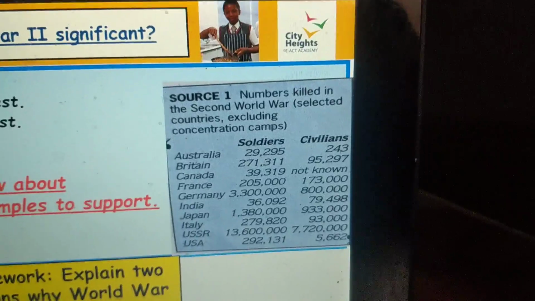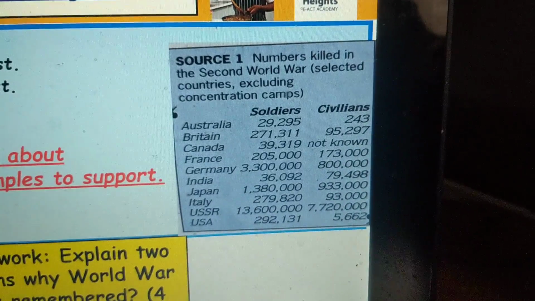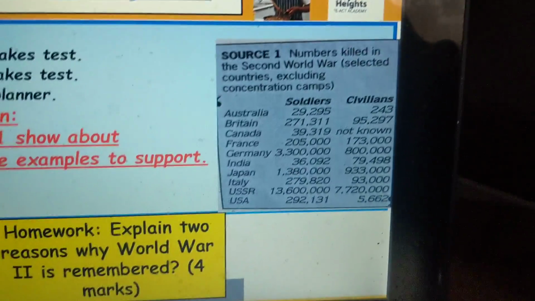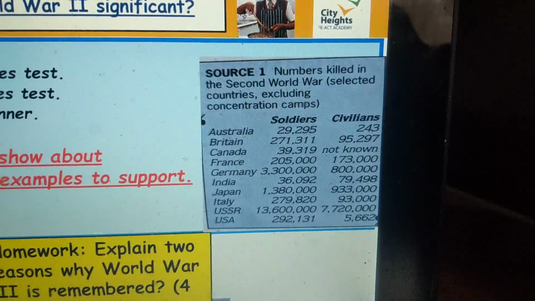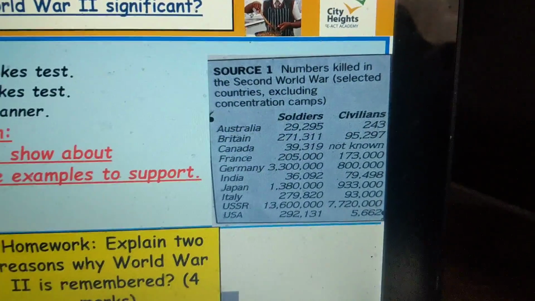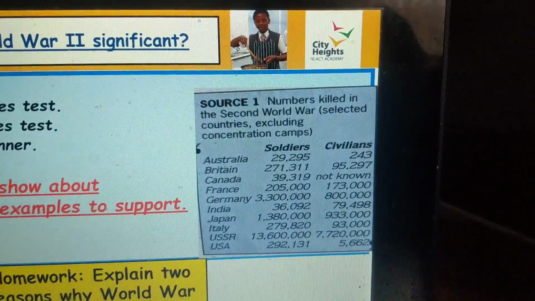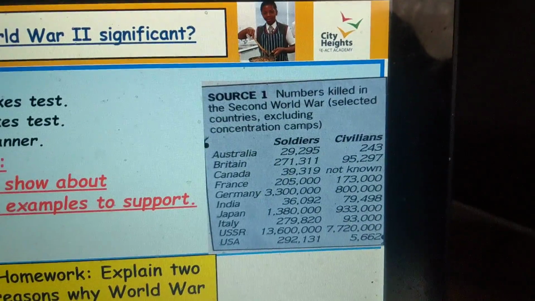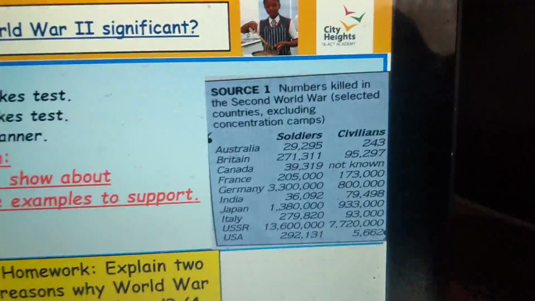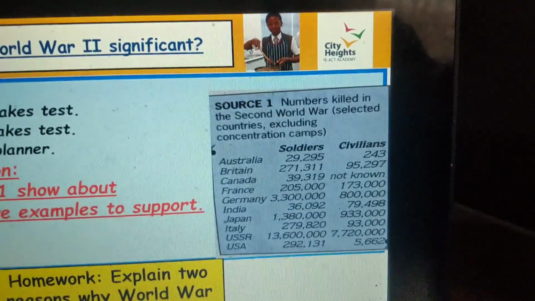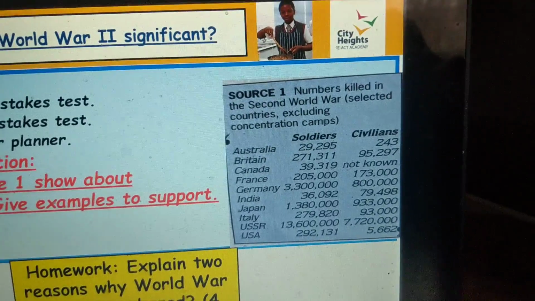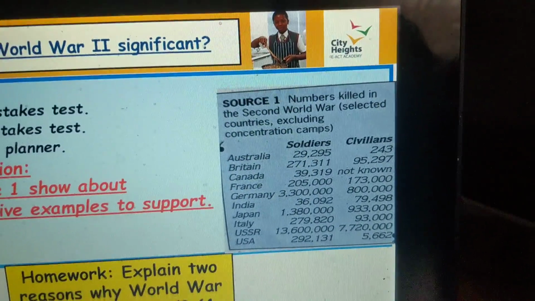As you can see, hundreds and hundreds of thousands of soldiers and also hundreds and hundreds of thousands of innocent civilians were killed during the Second World War. So this source is clearly showing you the high levels of death, murder and killings that took place. World War II was a very, very bloody war. It was the bloodiest war in human history. And this source is showing you the numbers that were killed during the war.